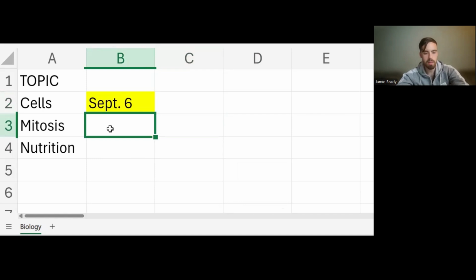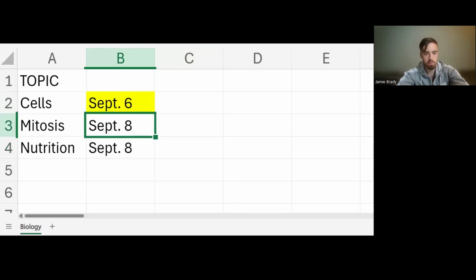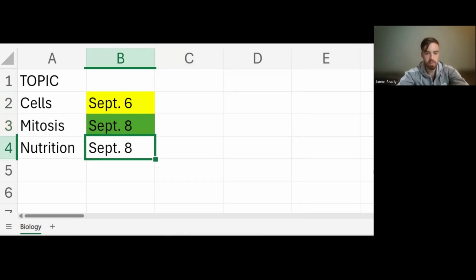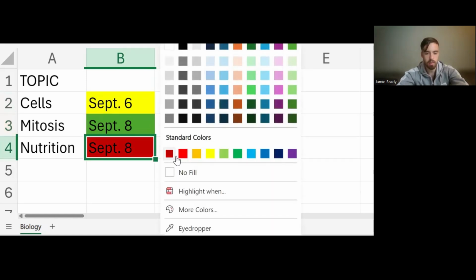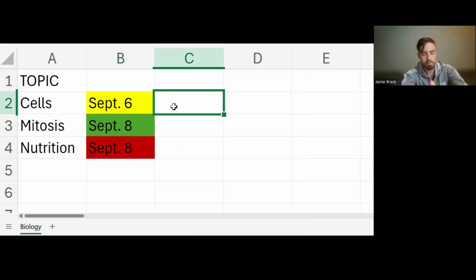Okay. What about mitosis? I'm going to study mitosis and nutrition the next day. So on September, let's say September 8th, I'm going to study both of these topics right here. Except this time, I'm going to say that mitosis went absolutely fantastic. So I'm going to do that in green. But nutrition didn't go so well. Nutrition went in red.